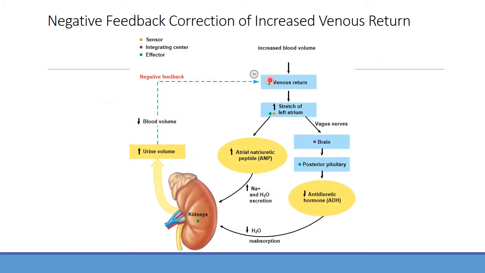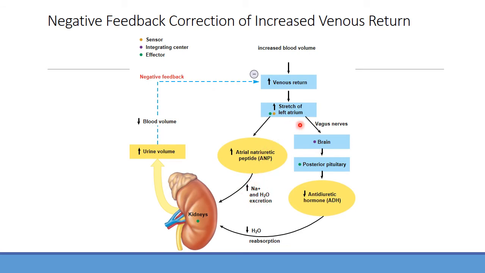Okay, just another good picture kind of showing you how the system is going to be working. So when you have increased venous return, increased blood volume, say a patient had too much fluid on the system, they were drinking too much water or something like that. Increased venous return will stretch those atria. That'll increase release of the atrial natriuretic peptide, so we're excreting more water and sodium.